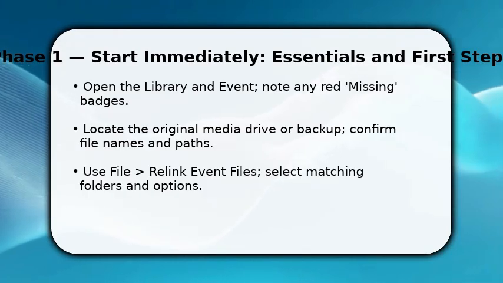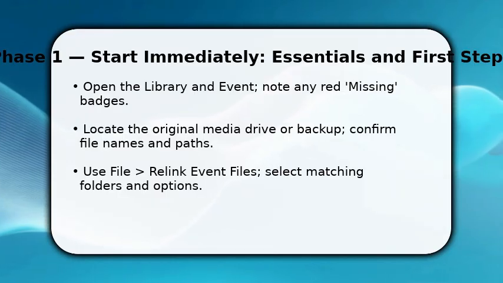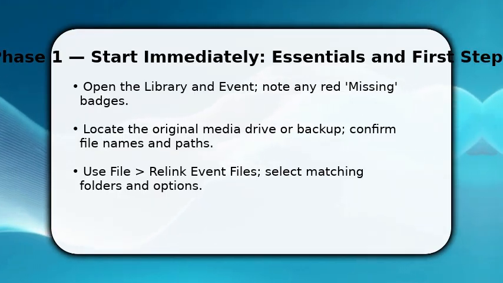Enjoy the video. You start by confirming where the original media lives and why Final Cut Pro lost it. First, open the library and scan events for red missing badges. That tells you which clips need relinking.